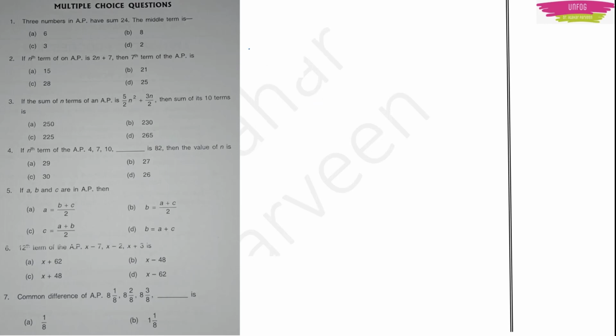First question, question number 1. Three numbers in AP have sum 24. You have to find the middle term. They have given you three numbers whose sum is 24. So first of all, what are the three numbers which we write in arithmetic progression? Just now I taught you, right? A minus D, A and A plus D.